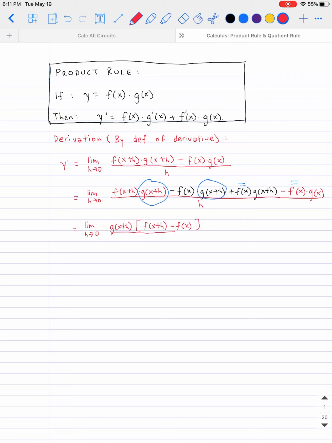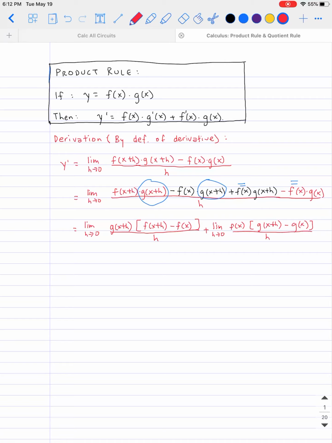And then all that is going to be over h. Now that's the first and second term broken up. Then for the second part, we have plus the limit as h approaches 0. Then we have f of x factored out. And what we have now is going to be g of x plus h on the top minus g of x, and all that is going to be divided by h.